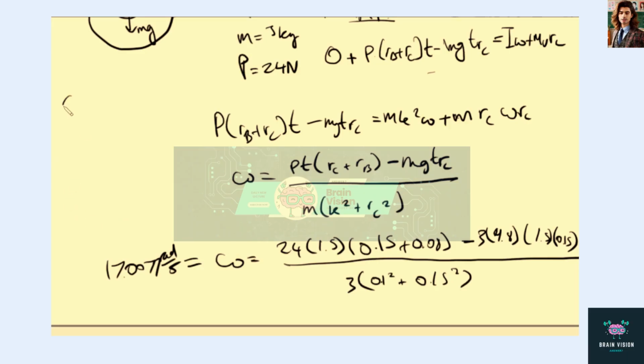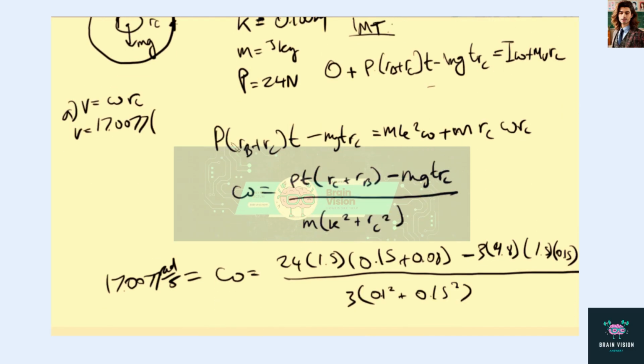So for part A, our solution will be v is equal to omega times R, so that's v is equal to 17.077 times RC, 0.15, and that gives us a v of 2.55 meters per second. Excellent. Now on to part B.